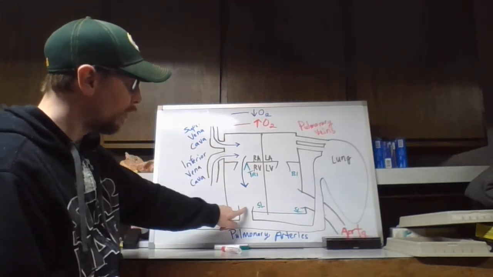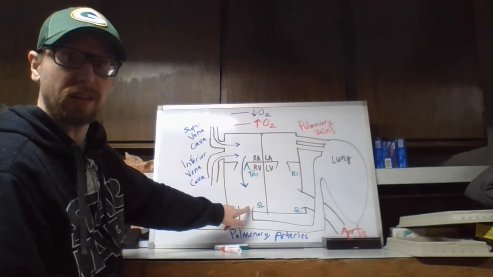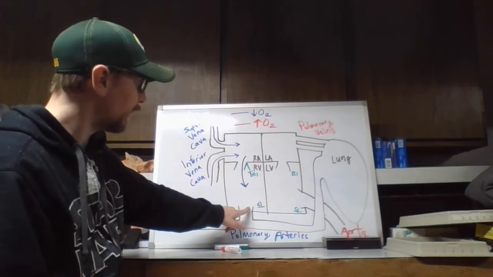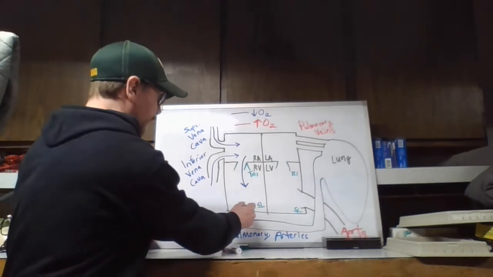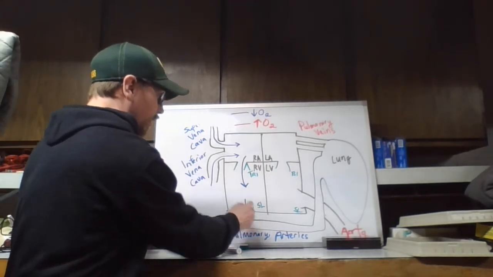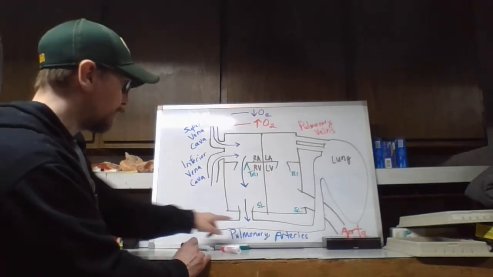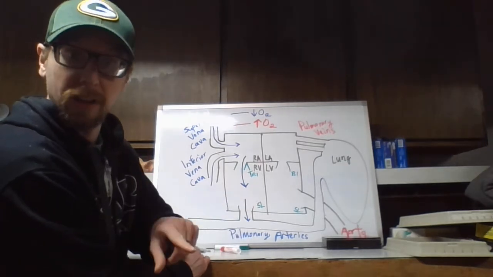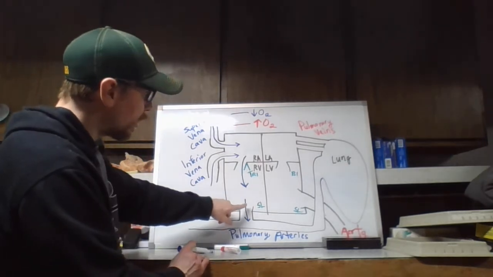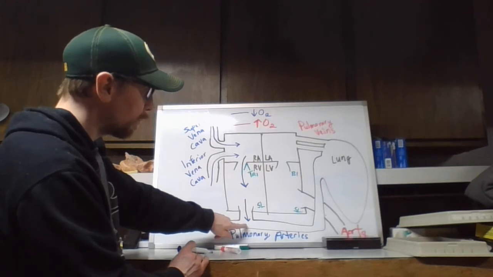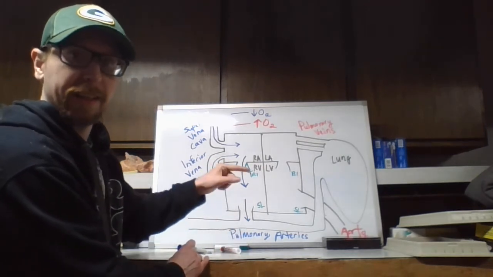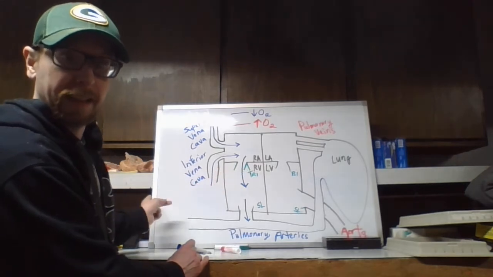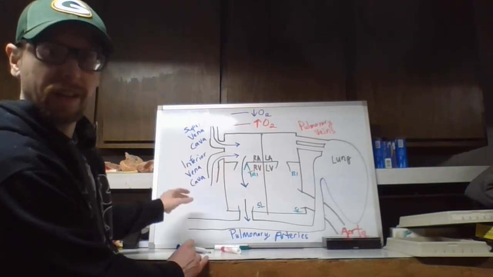Then it's going to go through the pulmonary semilunar valve. The pulmonary semilunar valve brings the blood into the pulmonary arteries. So that's what I'm going to draw right here. That's why I put SL for semilunar. It's going to go past the pulmonary semilunar valve and into the pulmonary arteries. Now the pulmonary artery branches out to both lungs. I'm only going to show one lung here. I'm not going to make a whole other lung here.